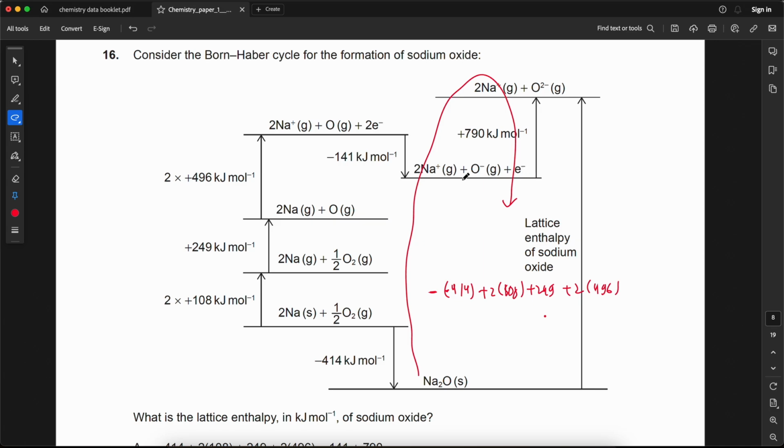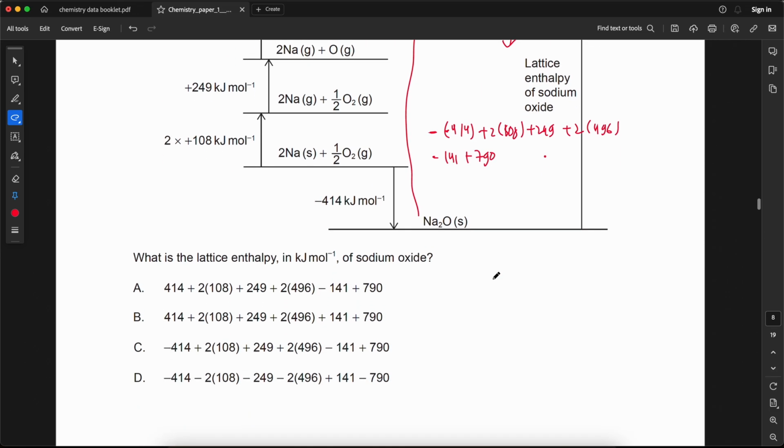This one also has the same direction with this. Okay, so this also will be positive, and this will stay negative because it goes down. Okay, so that would be negative 440 plus 790. The answer will be A.